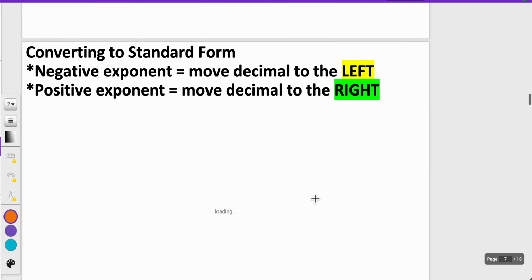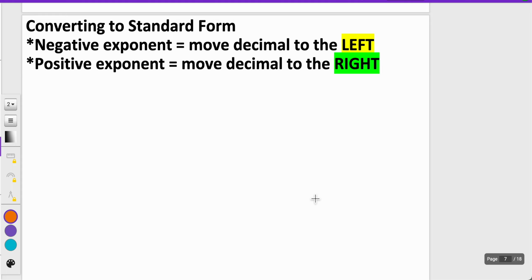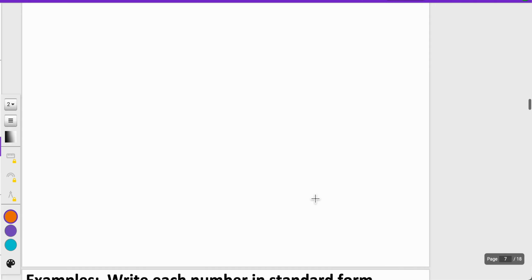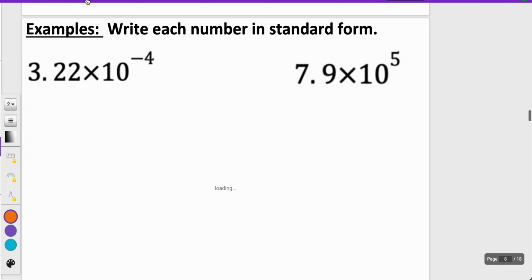Okay. When we convert to standard form from scientific notation, negative exponents mean we're moving our decimal to the left that many times. Positive exponents mean we're going to move our decimal to the right. So let's go ahead and try some questions. You may already remember this from a few years ago when you first saw it. What you do is you first start by writing your number, and then you take your exponent, 10 to the whatever power. That's negative 4, so that means I need to go 4 spaces to the left.